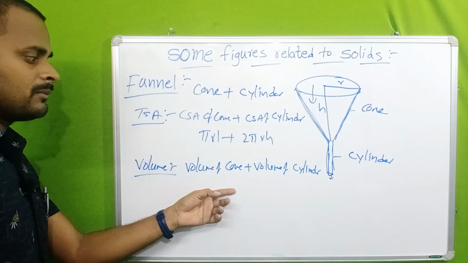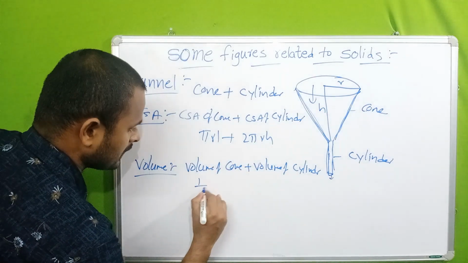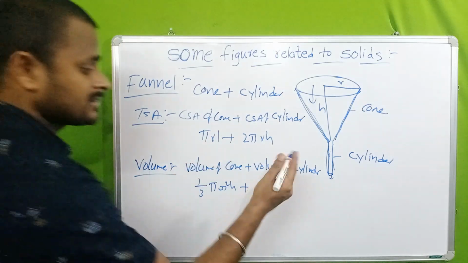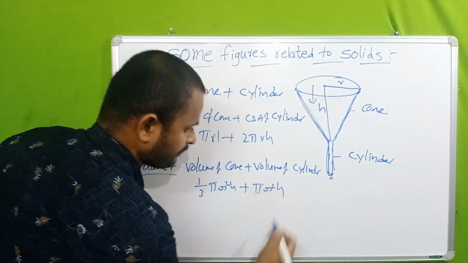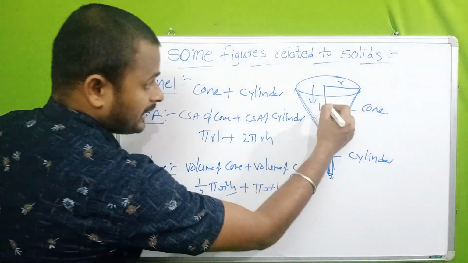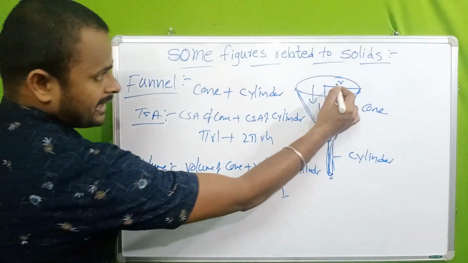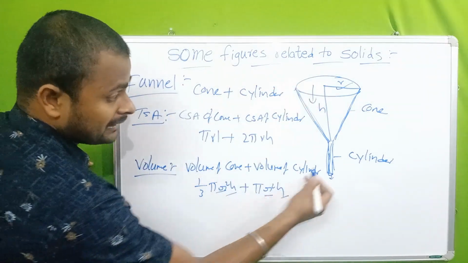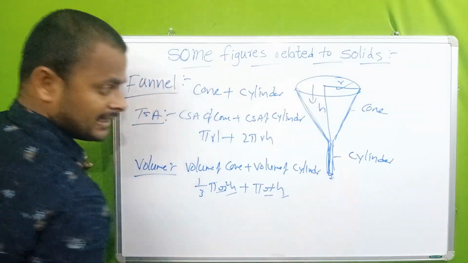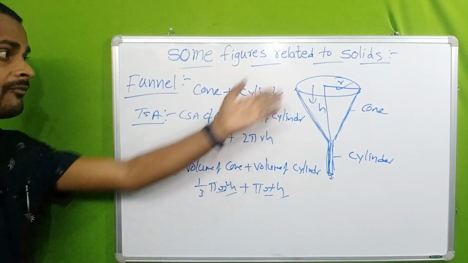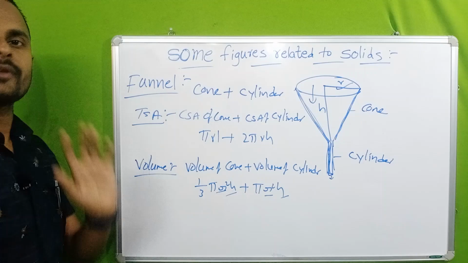Here, what is the volume of cone? You know the formula of volume: 1/3 pi r square h. And what is the volume of cylinder? Cylinder's volume is pi r square h. Here h is the height of the cylinder, and h in the cone is the height of the cone. r is the radius of the cone, meaning the radius of the funnel's top edge, and r is the radius of the cylindrical shape at the bottom edge. By using these values, you have to determine the volume of the funnel.